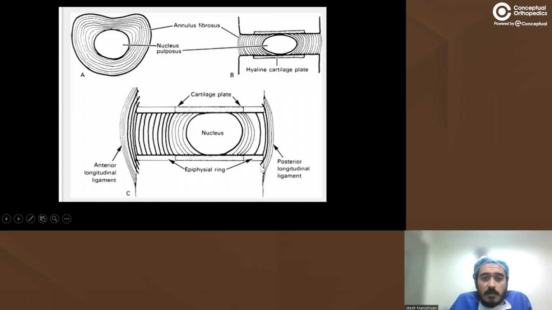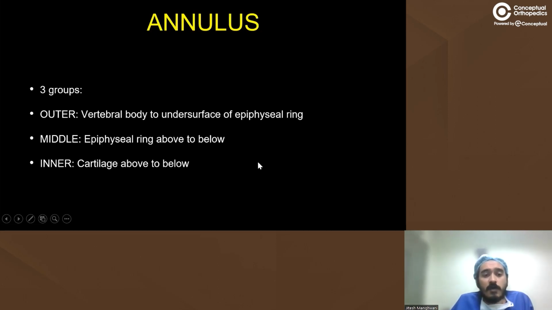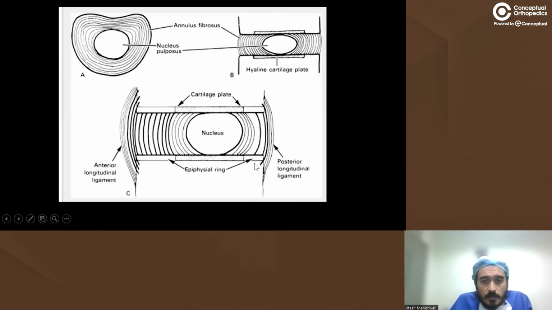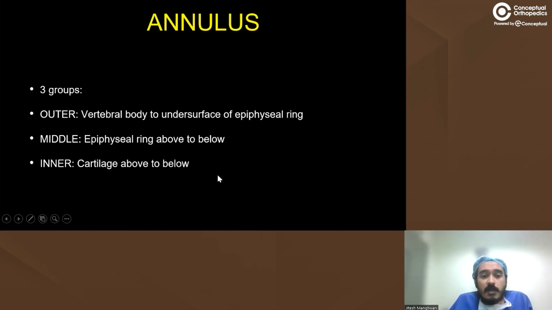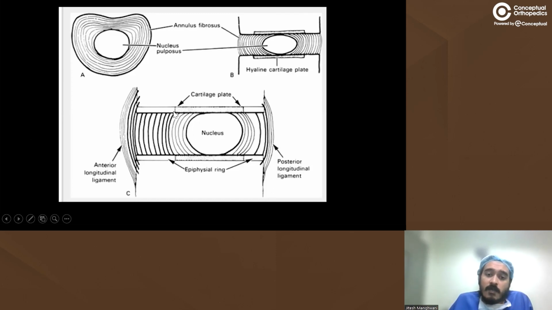So these are basically the first fibers, or the outer fibers. The middle fibers are the ones that connect the epiphyseal ring above to below. So these fibers that connect one epiphyseal ring to the other are the middle fibers. And the inner fibers are the ones that connect the cartilage proximally to the cartilage distally. These are the ones in close association with the nucleus pulposus, the innermost fibers.